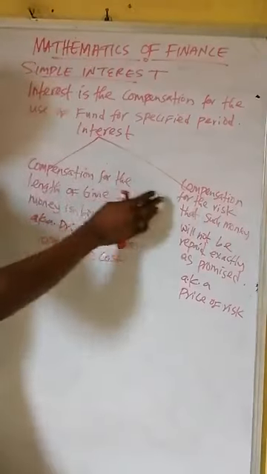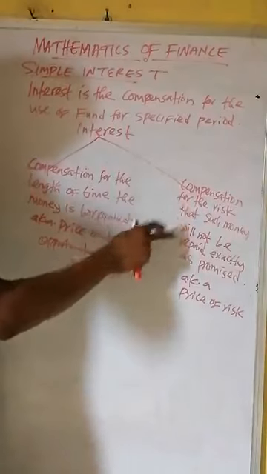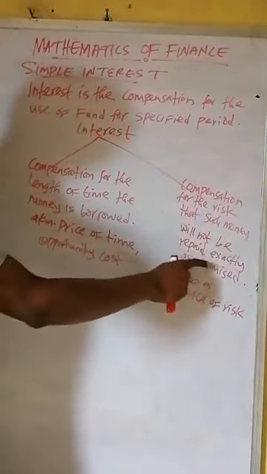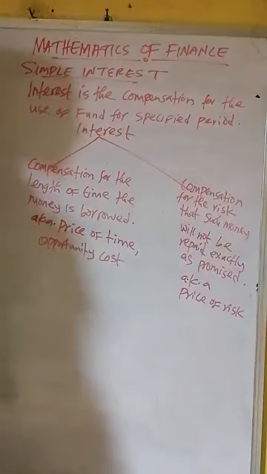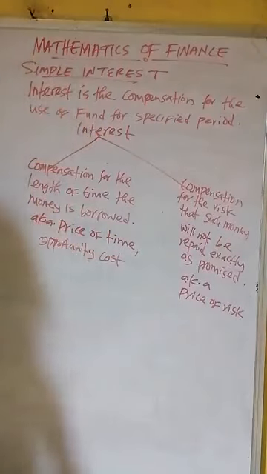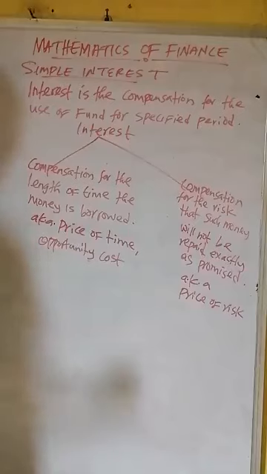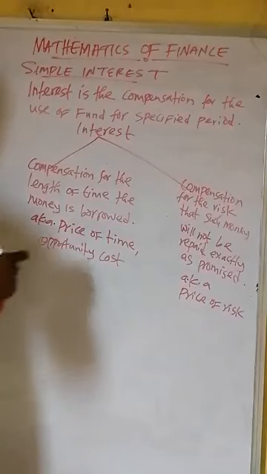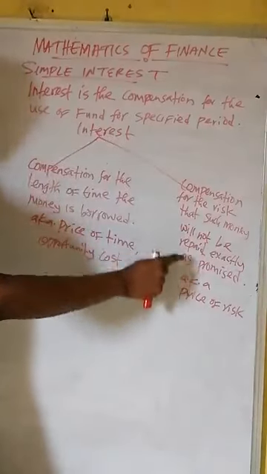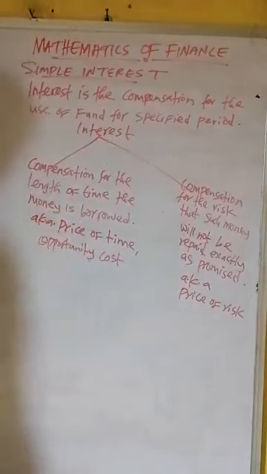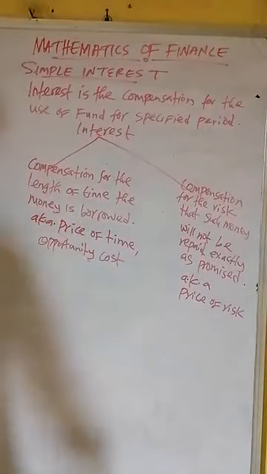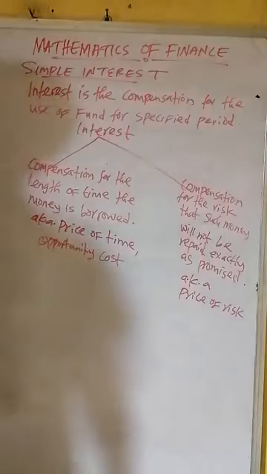Also, the second part of the interest is compensation for the risk that such money will not be repaid exactly as promised. If you say you want to use the money for a period of 5 years, as the case may be, there's an element of risk that you may not pay out the money when due. So another element of that interest is the risk that such money will not be repaid exactly as promised. You also know this as the price of risk.